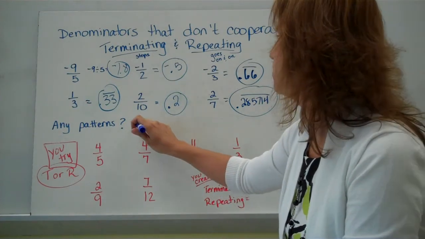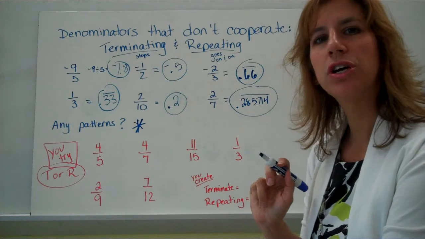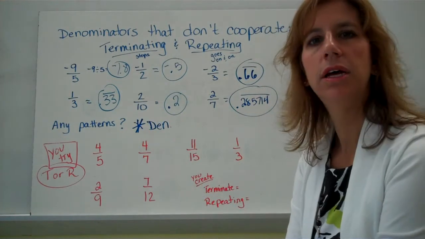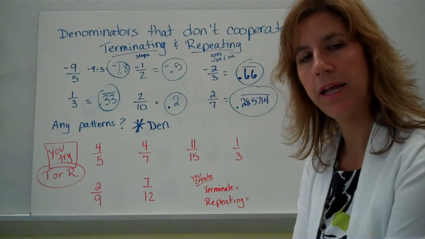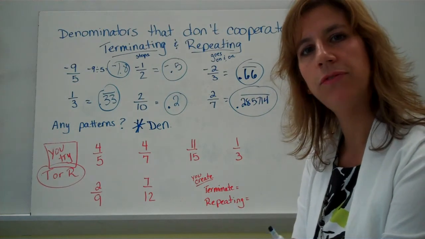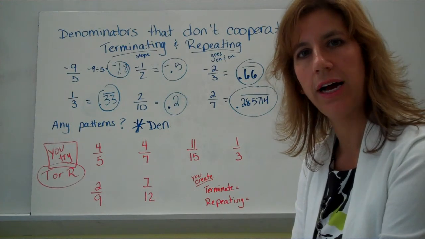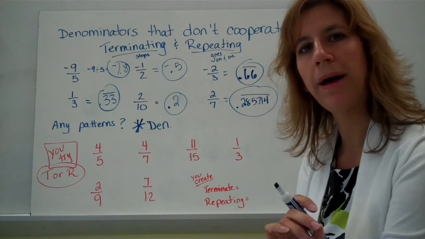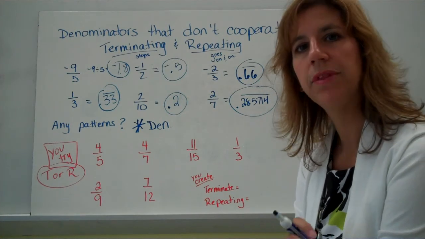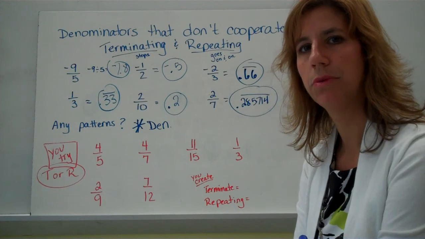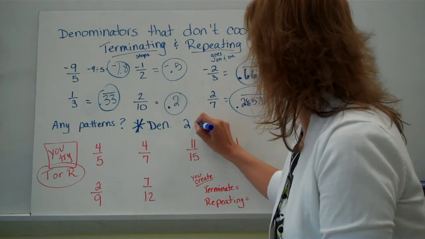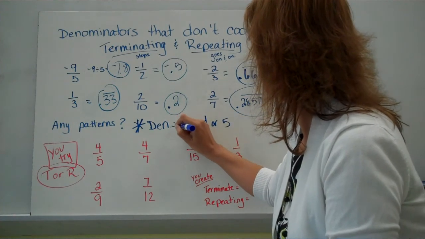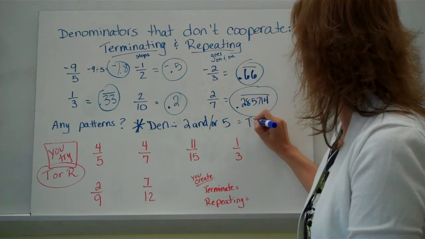Here's a big thing I want you to put in your notes, a big star. I want you to look carefully at the denominator. If the denominator is only divisible by 2 and/or 5, then it will be terminating. If it is not divisible by only 2 or 5, it will be a repeating decimal. Okay? Really important. 2 and/or 5 equals terminating.